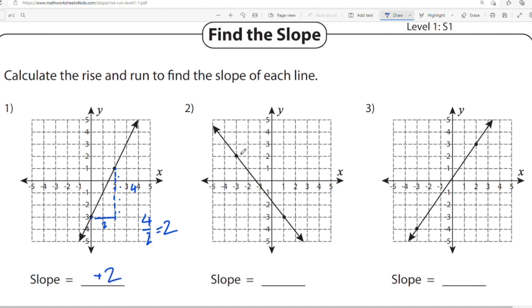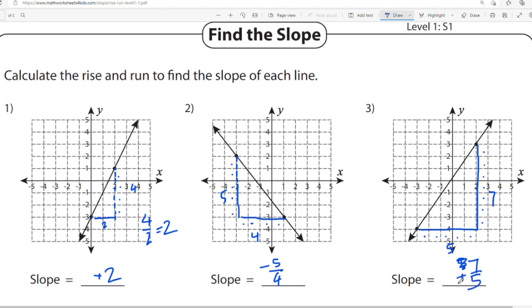In this one, the rise is 1, 2, 3, 4, 5, and the run is 1, 2, 3, 4, over 4. So the slope is 5 over 4, but negative. And if you see this one, it's 1, 2, 3, 4, 5, 6, 7, and the run is 1, 2, 3, 4, 5, so 7 over 5. So the slope here is positive 7 over 5.